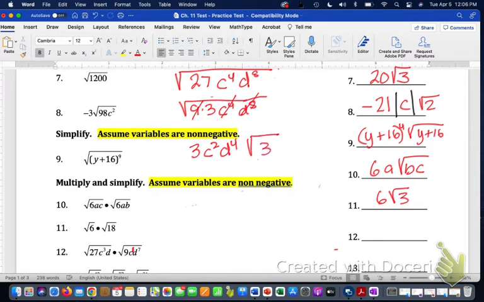I don't have to do absolute value because it says assume all variables are non-negative. So it's 3c squared d to the 4th rad 3. Okay? Pause the recording if you need to write this down.